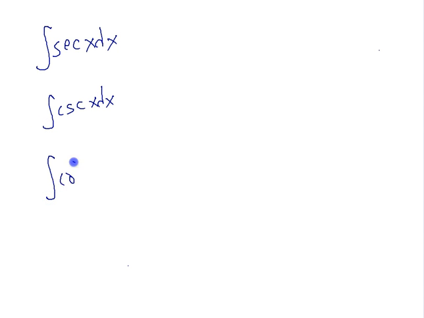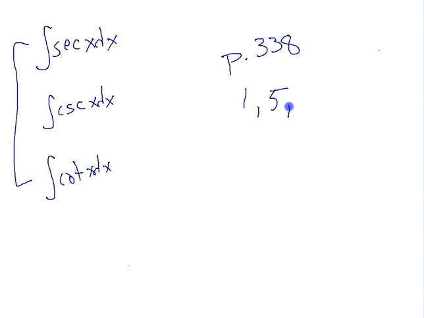What I'd like you to do for an assignment here tonight is to first evaluate the integral of secant x dx, the integral of cosecant x dx, and the integral of cotangent x dx, so that you can have all of these along with your integral of tangent on your trig identity sheet. And then in addition to that, I want you to look on page 338, and you're going to do 3 problems here, number 1, 5, and 11.